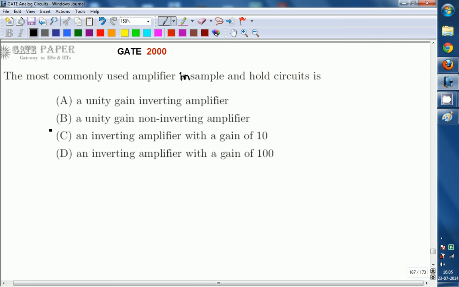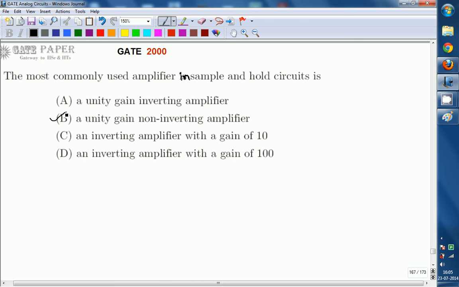So the right option for this question is B. We will see why this answer is right, and we will conclude that. First of all, we will see how to make a sample out of the given input signal and how to hold it. We will see a simple circuit and I will explain it, and from that, what the disadvantages are, how to overcome them, and from that we conclude the answer for this question.